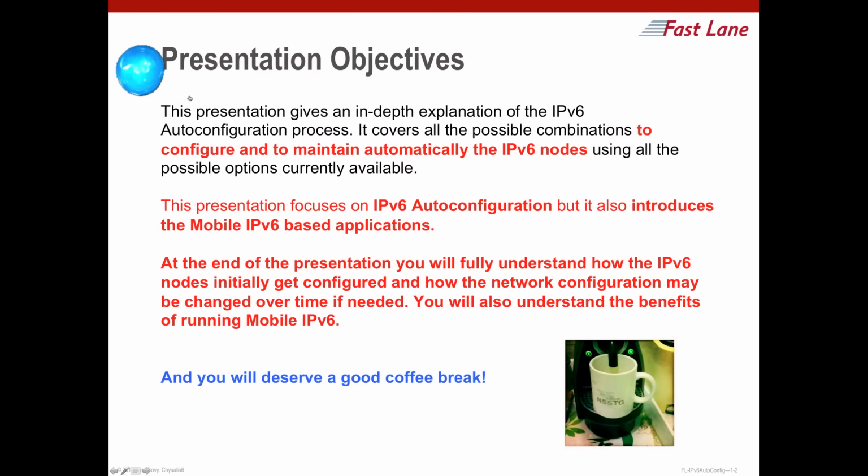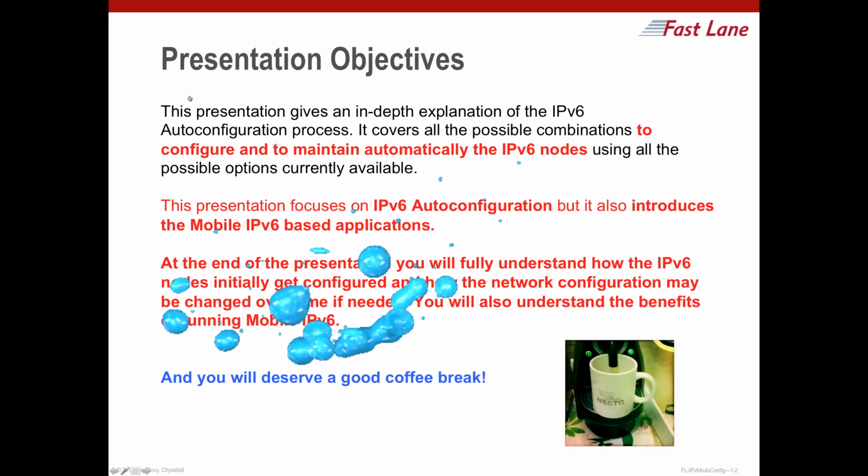You will see that it is not only the configuration when the node is joining the network, but when you have any change in the configuration, this will also be automatic. And also with mobile IPv6, we will see that it will be possible to keep the same configuration while you keep moving, so you will not have to log out or log in. You will remain connected all the time with your home configuration.